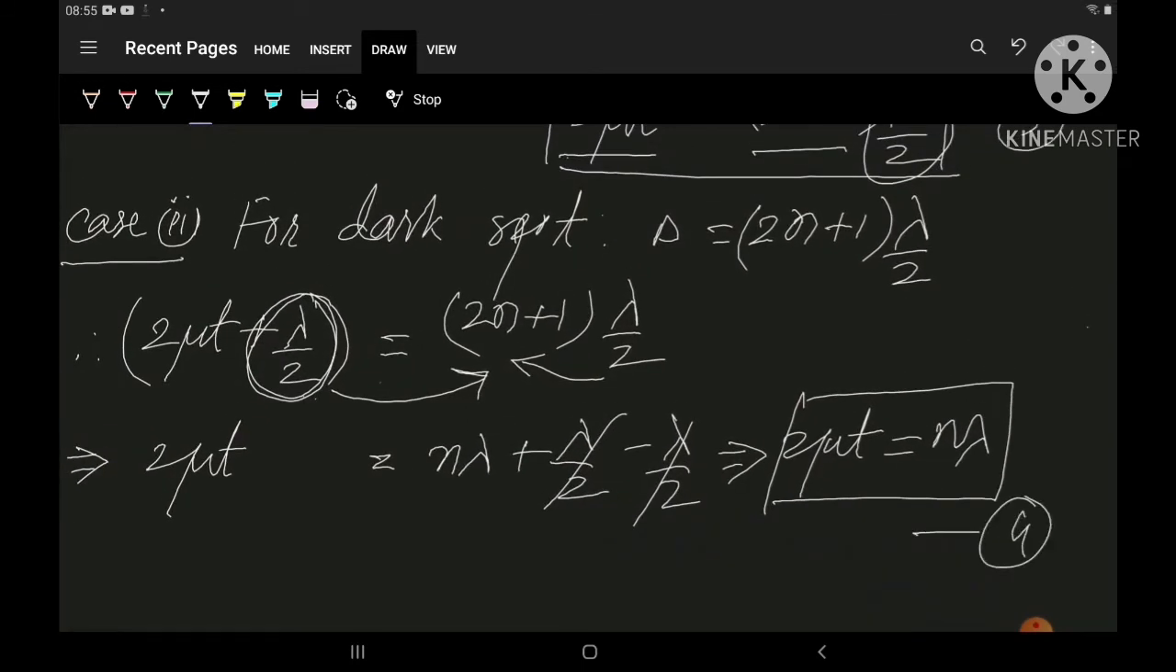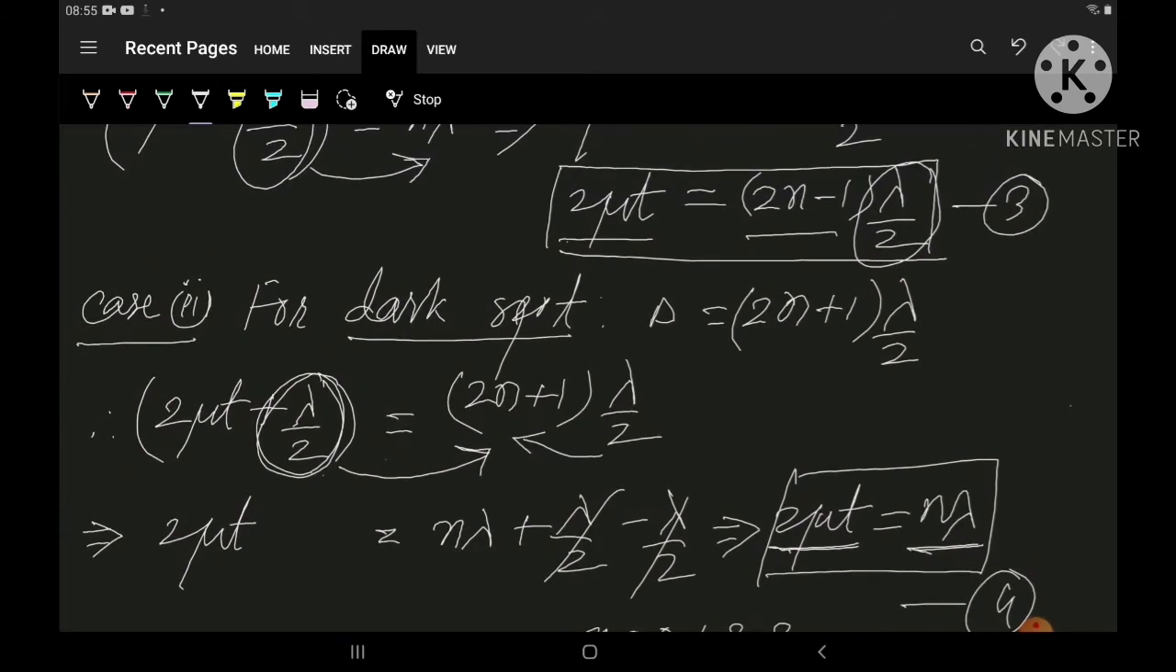So for dark spot it is concluded that 2 mu t should be equal to n lambda, means integer multiple of lambda. Integer means the value of n will be equal to 0, 1, 2, 3, 4, etc. These are the values of integer n. So from equation 3, for bright spot 2 mu t should be equal to odd multiple of lambda by 2, and for dark spot 2 mu t should be integer multiple of lambda.